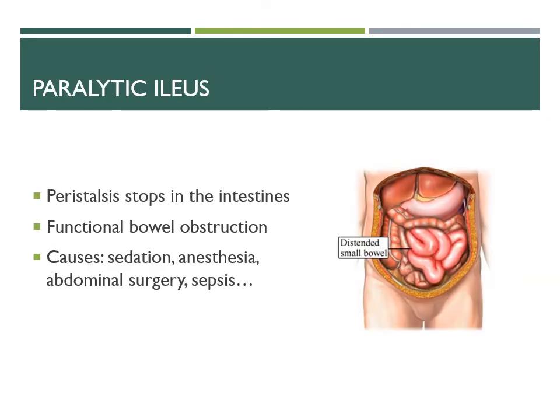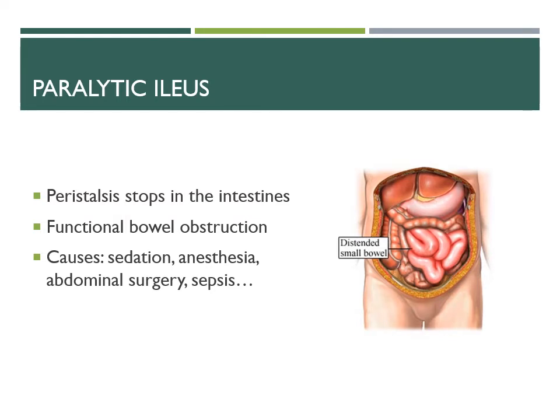Okay, so what's paralytic ileus? This is usually a post-surgical issue where you've had surgery on your abdomen, your bowels have been manipulated, and now they've just turned off. They don't want to have any peristalsis. They've just taken a break because they've been touched. Okay, so peristalsis stops in the intestines.